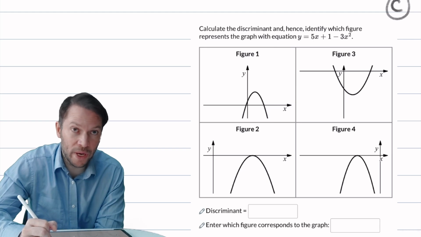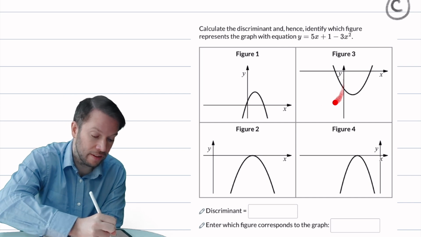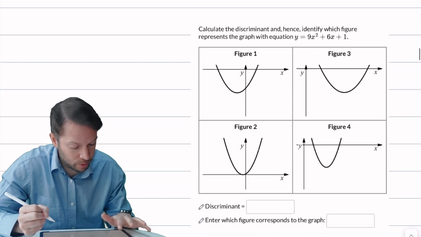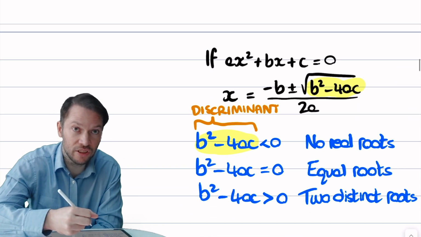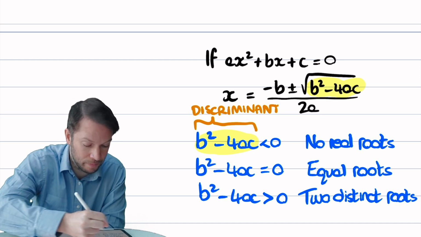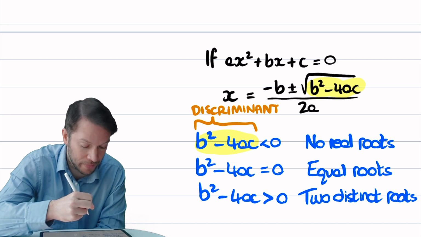Hi, in this video we're going to use something called the discriminant to distinguish between different quadratic graphs like this. Now let's remind ourselves what the discriminant does. If we had a quadratic equation like this, ax squared plus bx plus c is equal to 0, we would use the quadratic formula to solve that, wouldn't we?